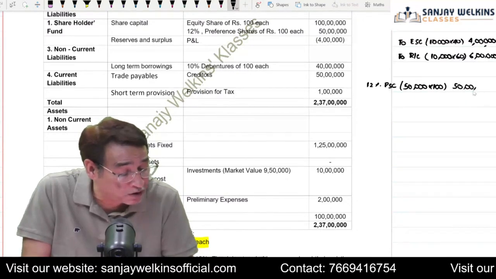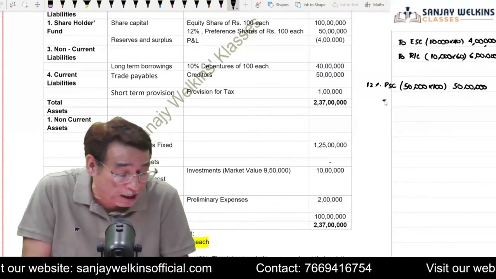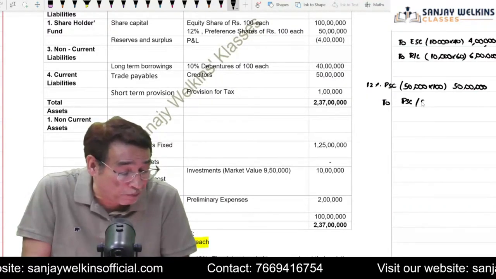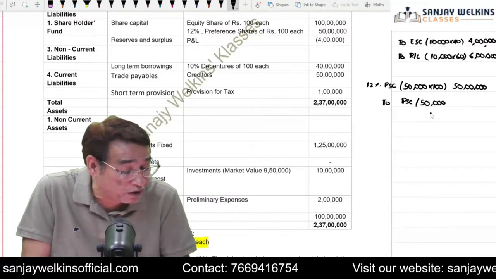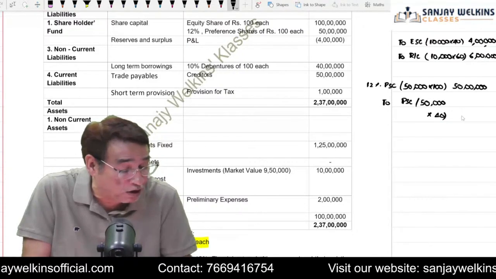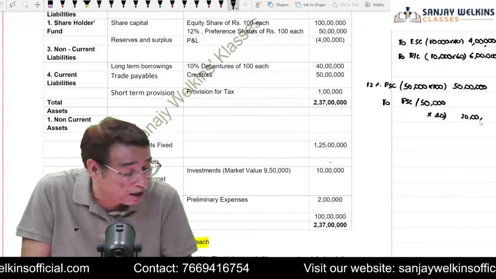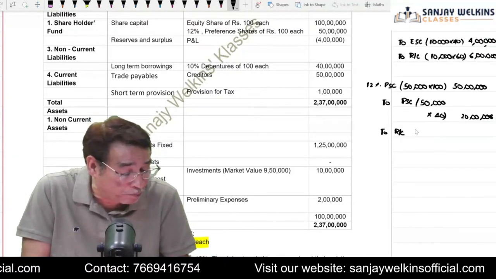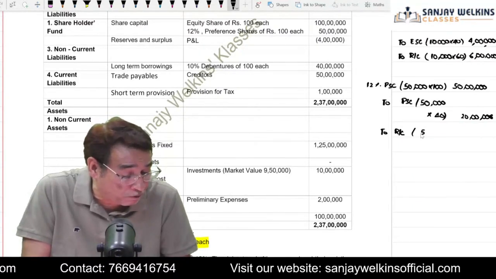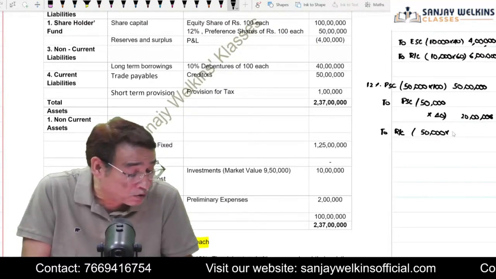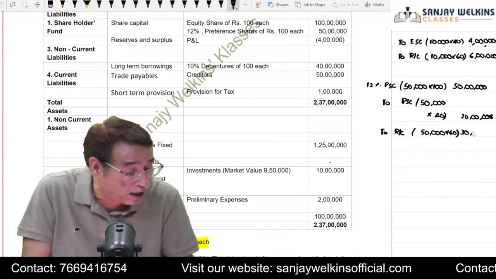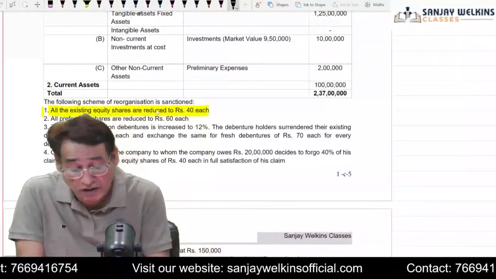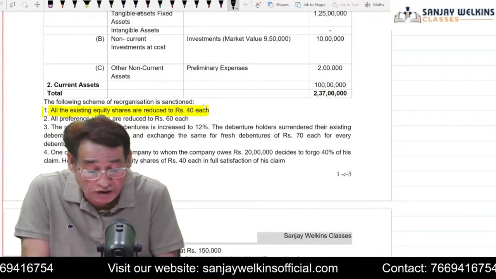Question says that preference shares are being reduced by 60 each. So that means the remaining preference share capital will be 50,000 into 40, because it is reducing by 60. So I will write here 20 lakh. And by whatever amount preference share capital would reduce, I need not tell you where it will be posted. It will be posted to reconstruction account, 50,000 into 60. So you will be writing here 30 lakhs. I've already told you, you will have to write this way. So this is how shares are reduced to 40 each, yes, reducing by 60 each.